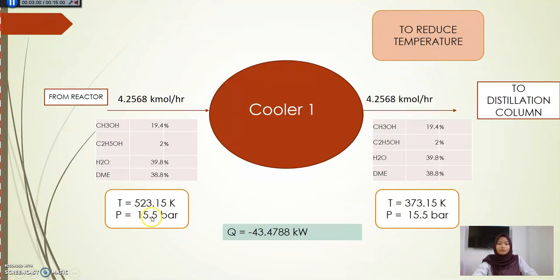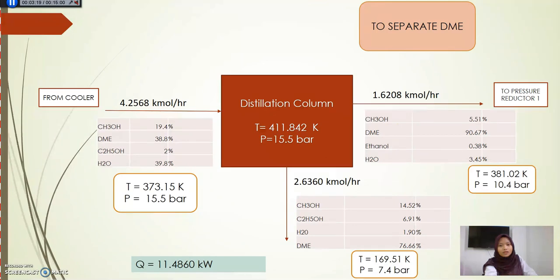Okay, so for the cooler, the inlet is 4.2568 kilomole per hour with a temperature of 523.15 Kelvin and pressure of 15.5 bar, and the same at the outlet with a decreased temperature of 373.15 Kelvin and pressure of 15.5 bar, and we release negative 43.478 kilowatt of energy. Okay, so from the cooler, we go to the distillation column.